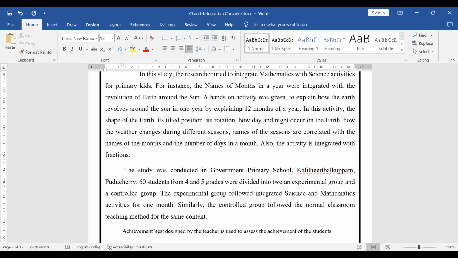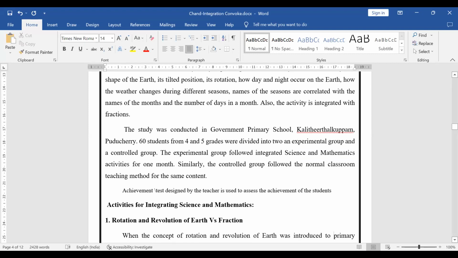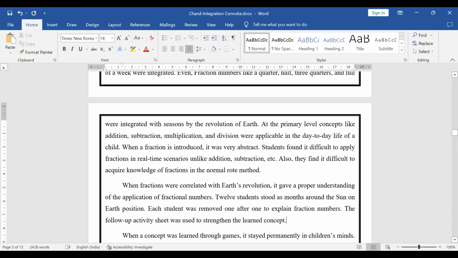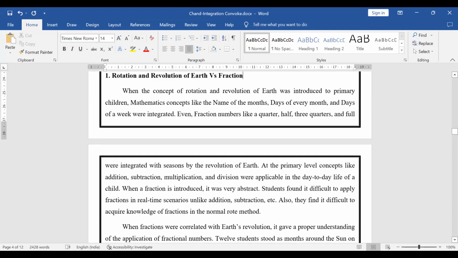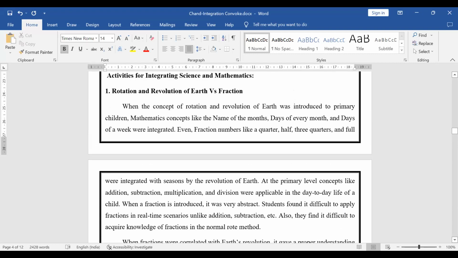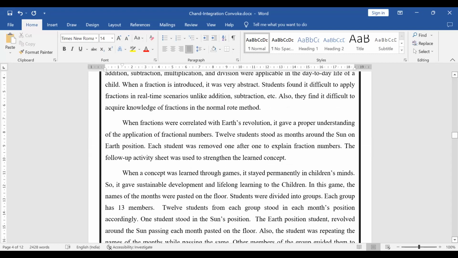Well, that's all. That is the only thing missing. She has told about the activities. What are the activities? Rotation and revolution of the earth. She has integrated fraction and the rotation and revolution of the earth.